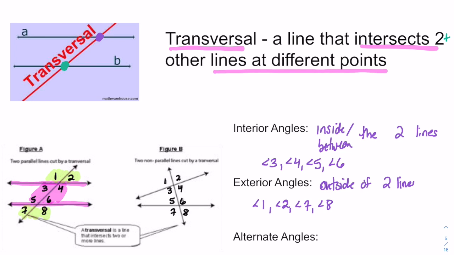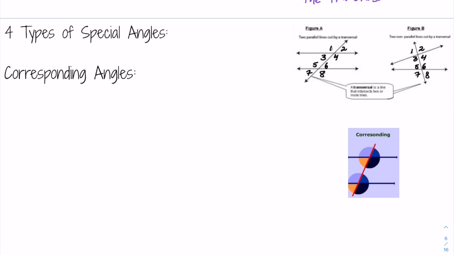And then another term that we are going to use a lot when we're identifying angle pairs would be alternate, and that just means they're on opposite sides of the transversal. For example, 1 is on the left side of that transversal, whereas 8 is on the right side of the transversal. So we have 4 kinds of special angle pairs formed when two lines are cut by a transversal.